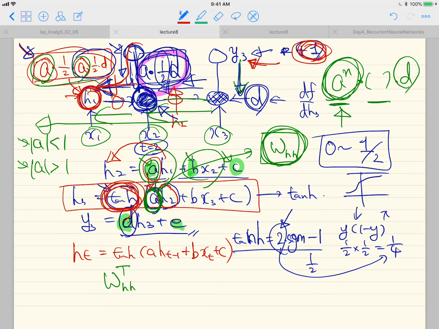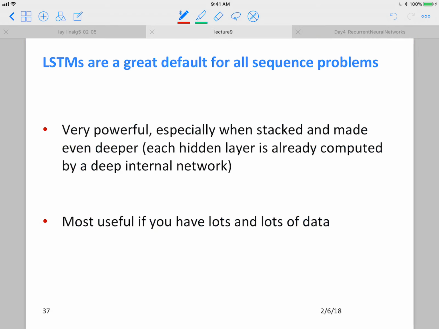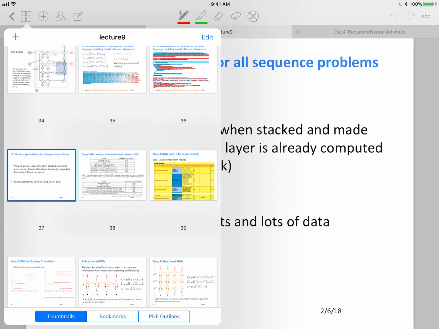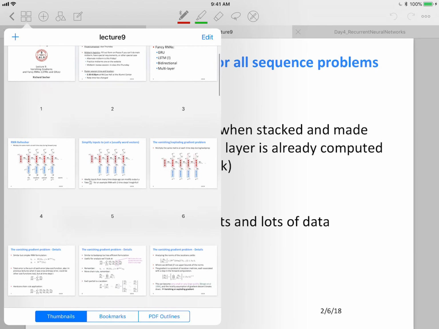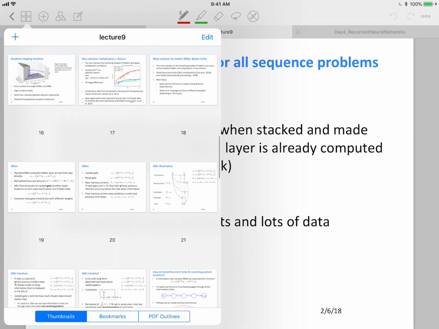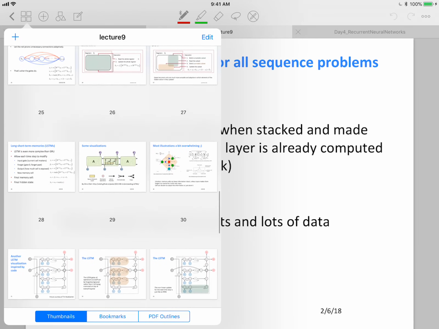Okay, so that was about the backprop of RNNs and LSTMs. Any questions about the lecture?